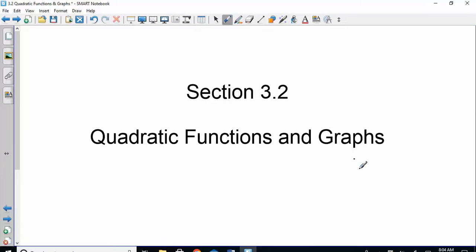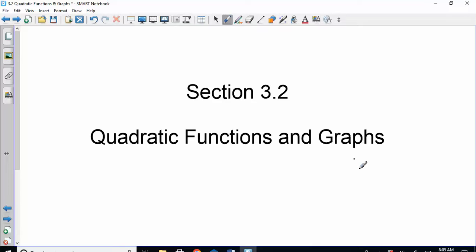We're going to focus now. So next section we're talking about quadratics. We'll spend a couple days on this. Right now we're not solving their equations, we're focusing on graphing them. And then we'll get into the actual solving later on.